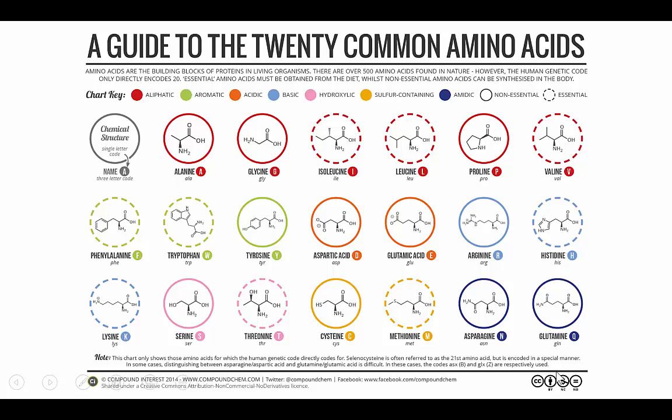This is the structure of the 20 amino acids found in our proteins. If you look at the structure here, this is the amino acid, and this part is the side chain. In the alanine case, this is a methyl group. In the glycine case, this is a proton, so this molecule is not chiral. And this is the smallest amino acid we have.